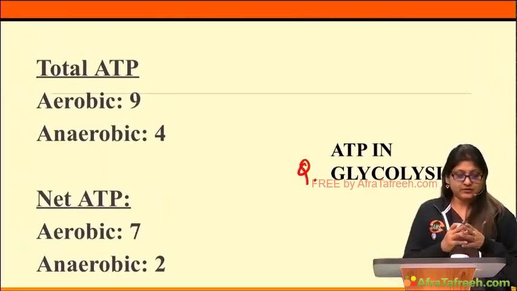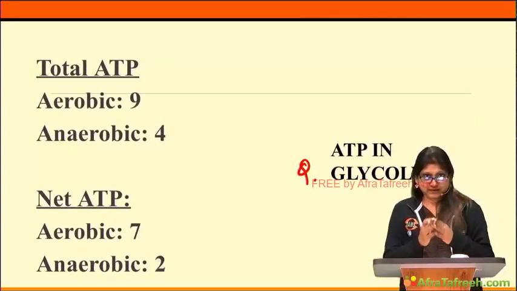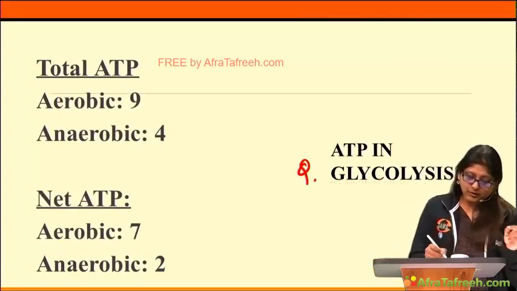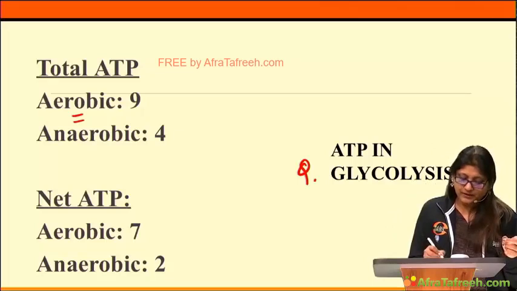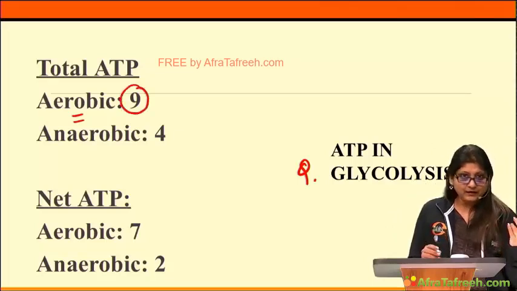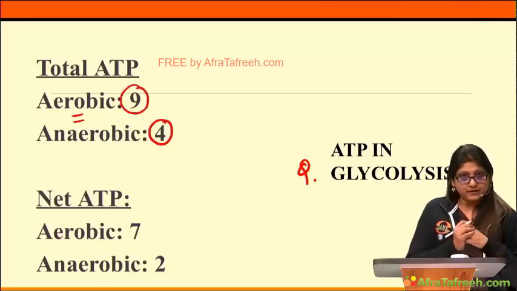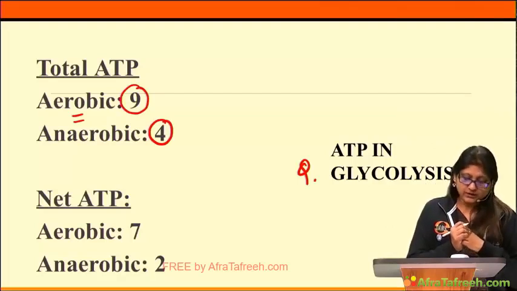And when you are talking about ATP production, that's again a very important point. ATP in glycolysis, you must know this table. When we are talking about total ATP production, in aerobic condition it is 9 and in anaerobic condition the total ATP is 4. Right?